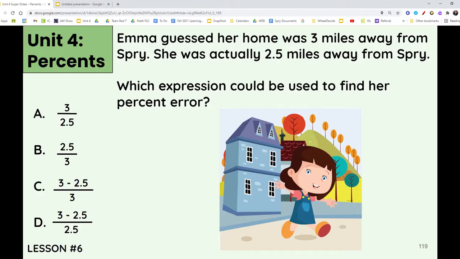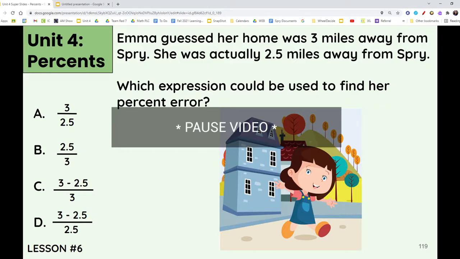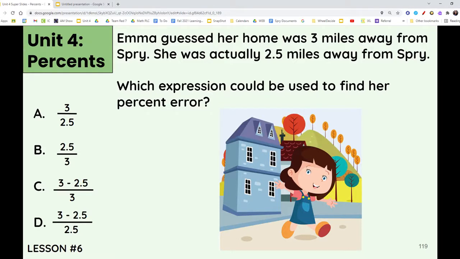Emma guessed her home was 3 miles away from Spry. She was actually 2.5 miles away from Spry. Which expression could be used to find her percent error? All right, go ahead and try this one and see which expression would help you find the percent error. All right, the answer is you have to look for the one that's difference over actual. She was actually 2.5 miles away. So the difference over actual would be letter D. In the numerator, you're doing 3 minus 2.5, that's the difference. And in the denominator, you put the actual number.